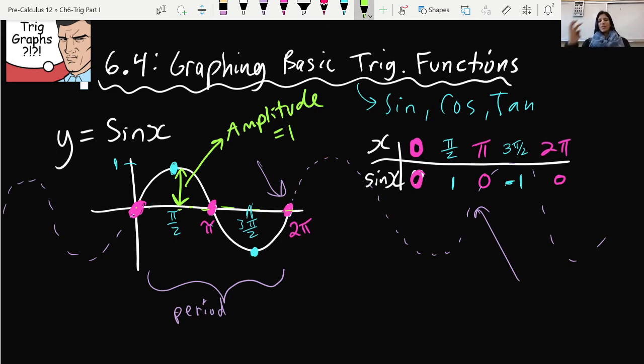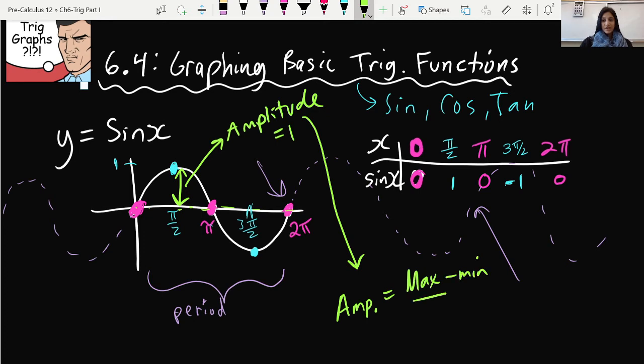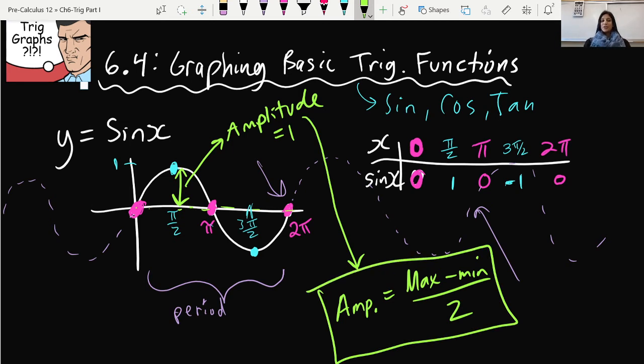So your choice: if you want to take the top half to figure out the amplitude, you can do that. If you want to take the bottom half, you can do that. But it ultimately means the same thing. I apologize that this is getting messy, but if we want the amplitude, we could take the maximum value minus the minimum value and divide it by 2. So there's a nice little formula to get the amplitude, but really off of a graph, you can get it just by looking at it the way I showed you with those arrows.